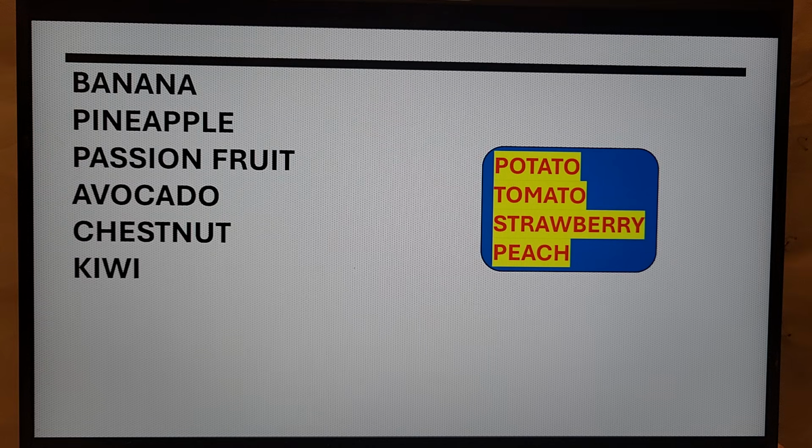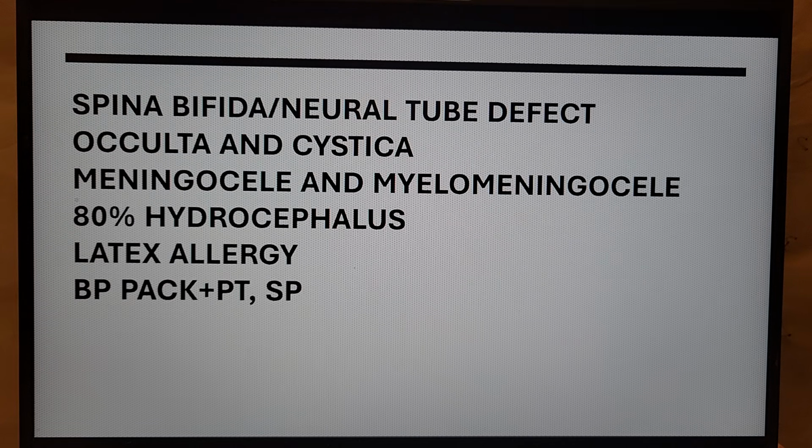So use your mnemonic when you study, so you can remember a lot, right? BP pack: banana, pineapple, passion fruit, avocado, chestnut, kiwi, potato, tomato, strawberry, and peach. And what is this for? People that are allergic to latex are usually also allergic to this fruit, because the chemical in this fruit is similar to the chemical in latex. All right.